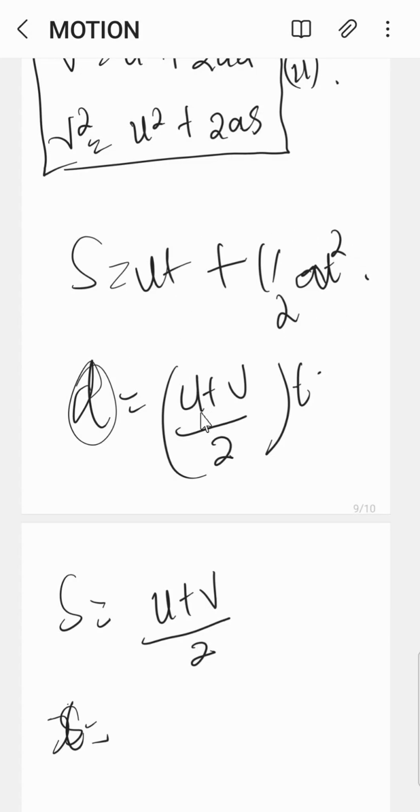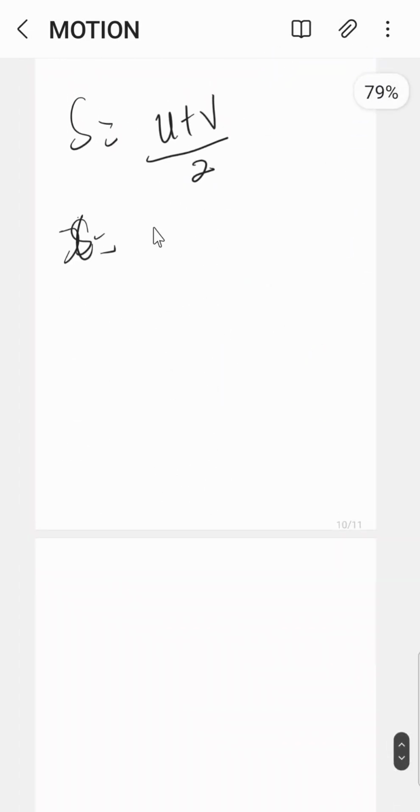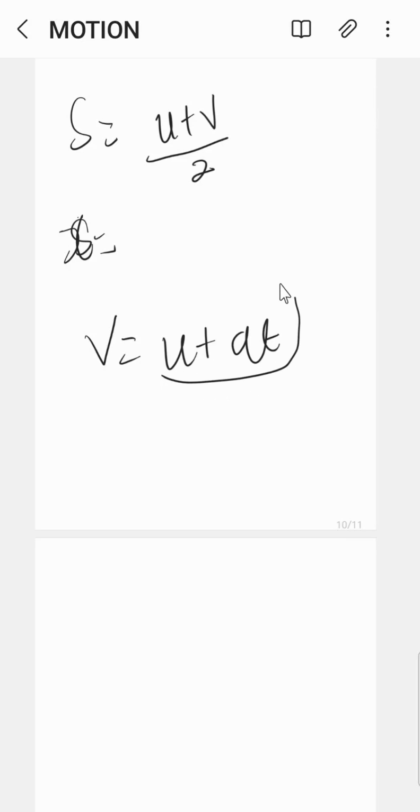We have distance, but in this distance equation we have u, we have v, and we have time. We have u, which is okay, but we have v. But in this equation we don't have v, so we're going to replace v with something. So what is our v? We already had an equation that has a v in it, so we can replace it to denote v.